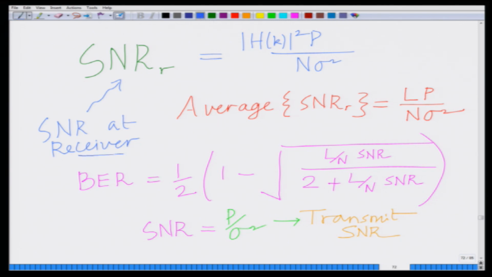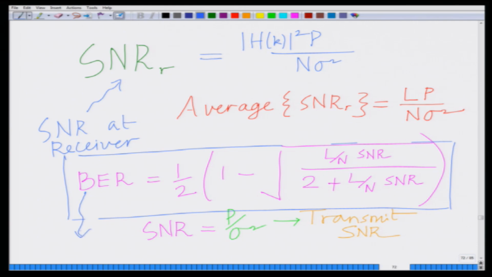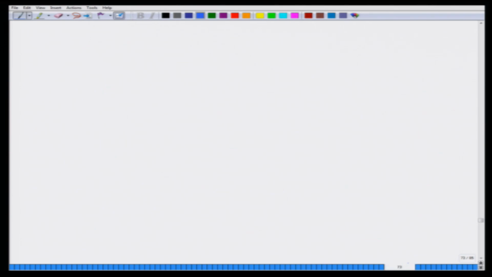So the bit error rate of this OFDM system is half into 1 minus square root of L over N SNR by 2 plus L over N SNR. This is the bit error rate of the OFDM system. Let us do a simple example to understand this bit error rate.